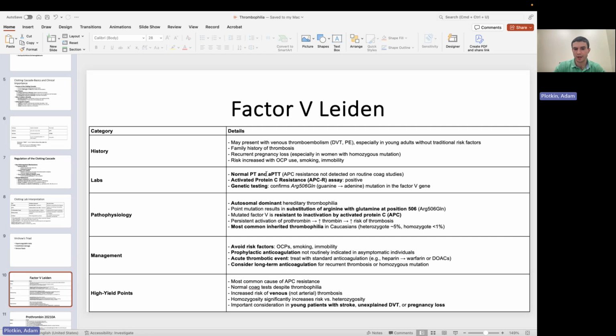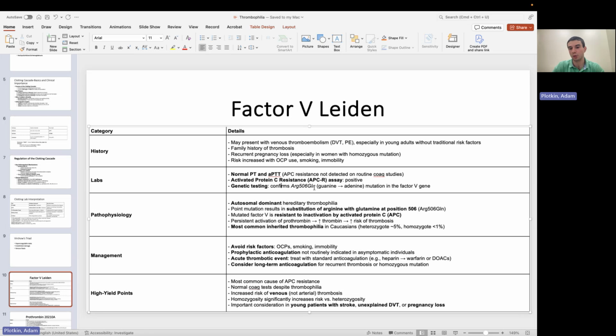So labs, they should have a normal PT and PTT. Okay. Their activated protein C resistance might be positive. Okay. And then their genetic testing, right? We'll see this arginine 506 to glutamine mutation in the factor V gene. You do not need to know this for USMLE Step 1 or Step 2. This is just for your own information.